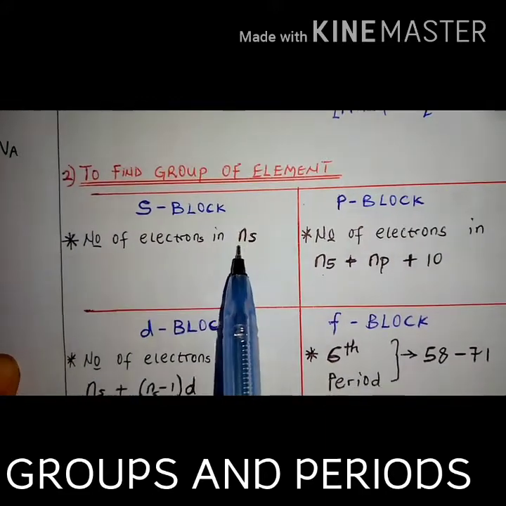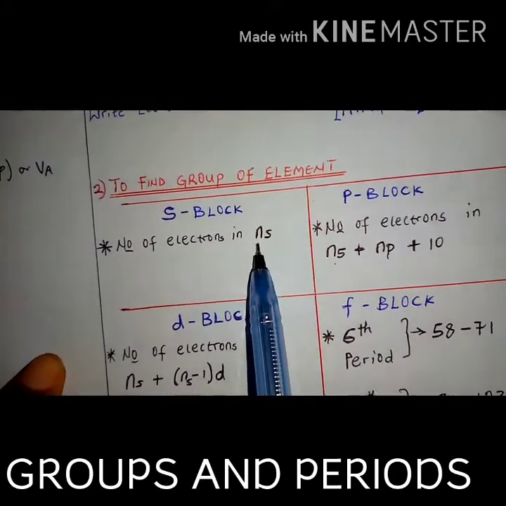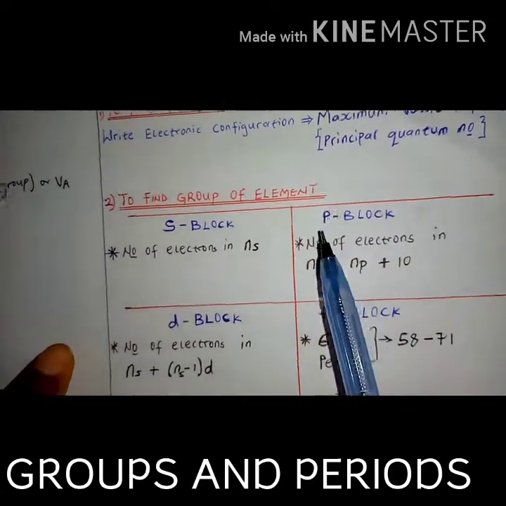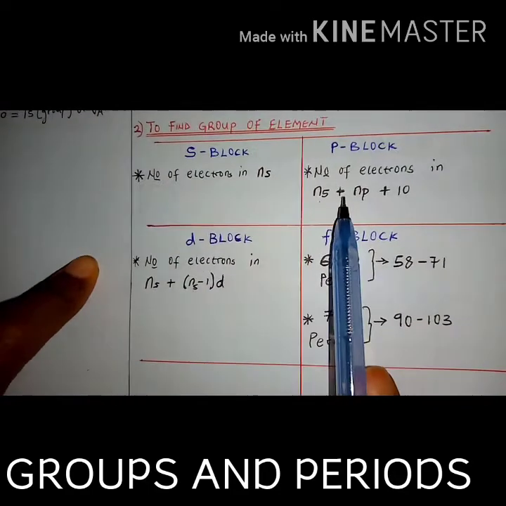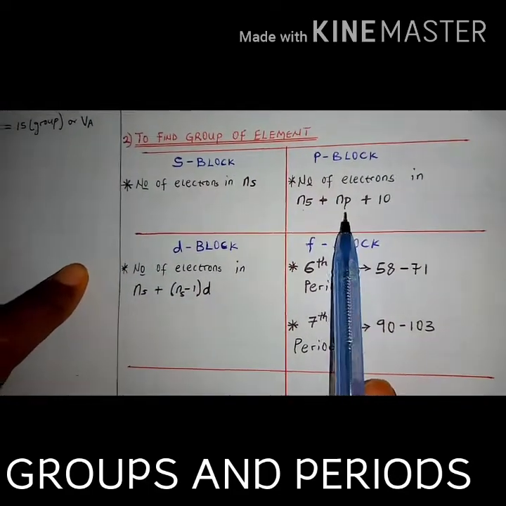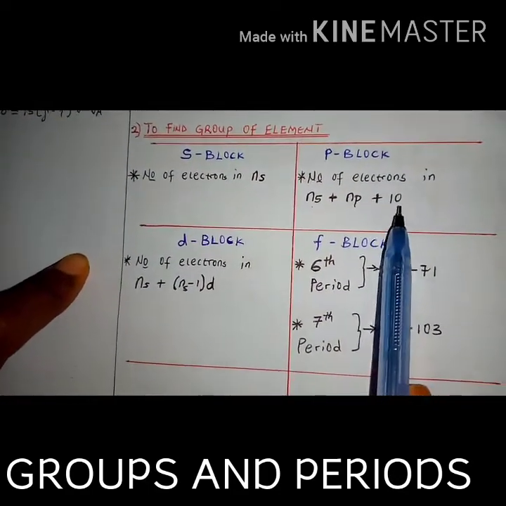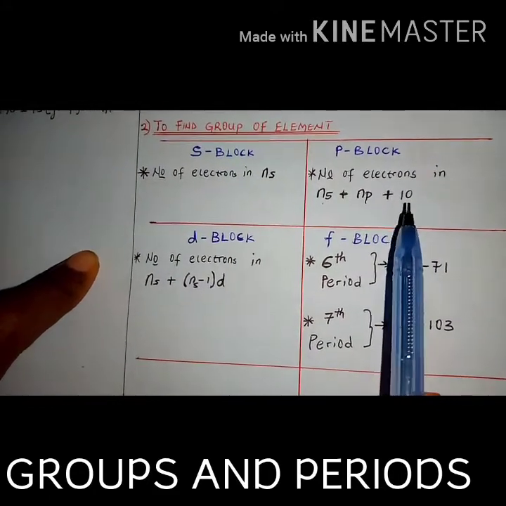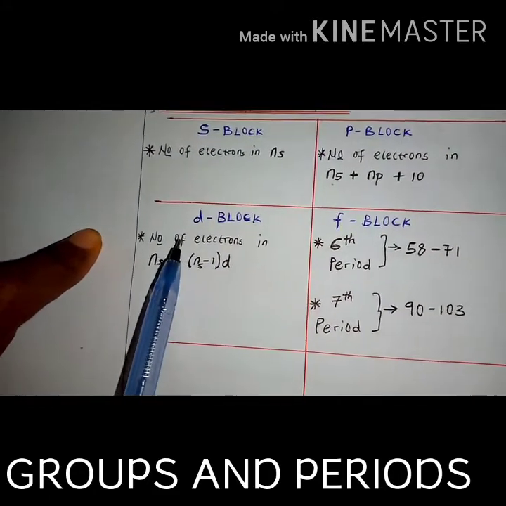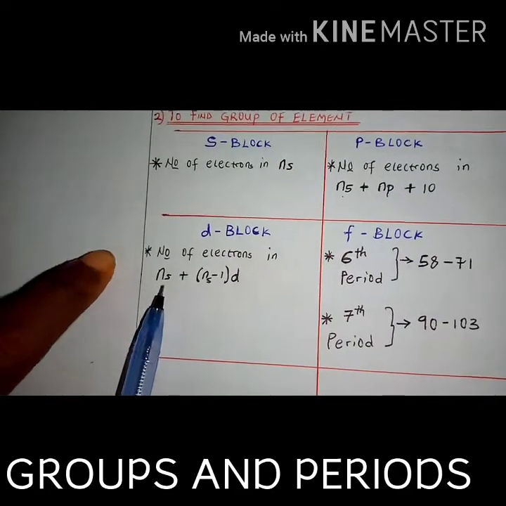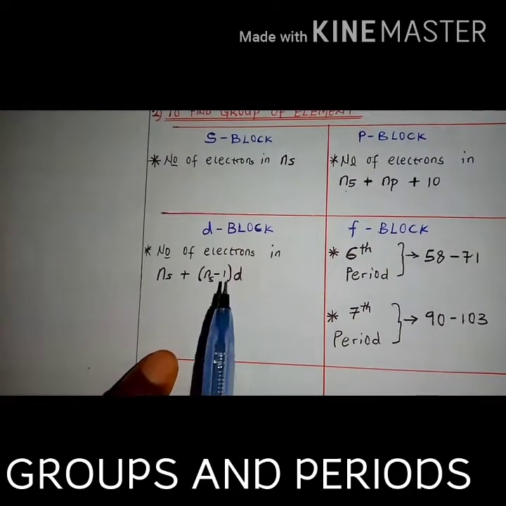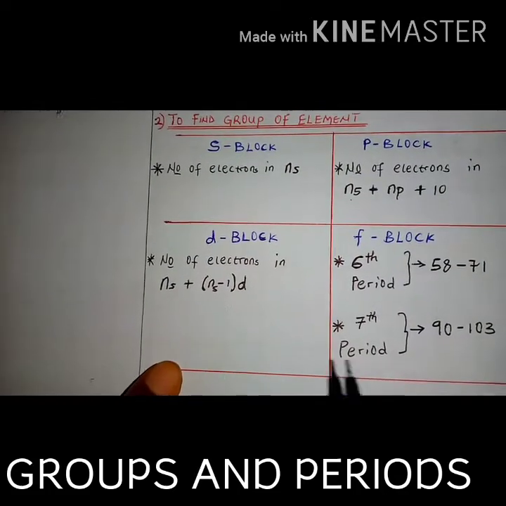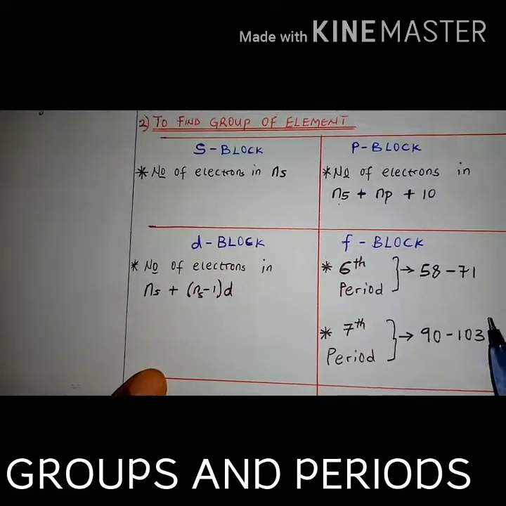Now, to find the group of an element, if the element falls under the S block, electrons in ns should determine the group. If it falls under the P block, electrons in the ns plus electrons in the np plus 10 should determine the group. If it falls under the D block, electrons in the ns plus electrons in the d should determine the group. I will solve this, you will see it's very easy. Now, I will talk about the F block shortly.